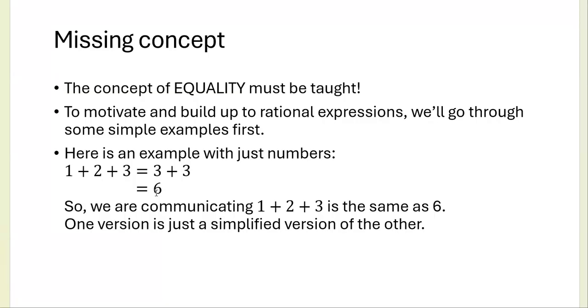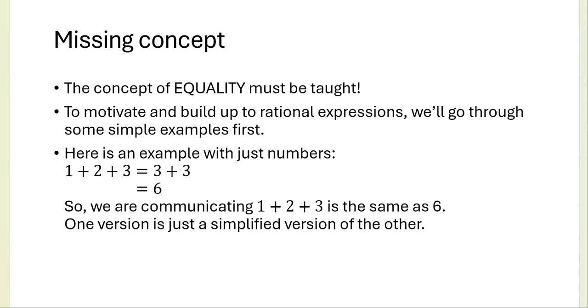Okay, so when we write it like this, we're communicating that 1 plus 2 plus 3 equals 6, or it's the same as 6. One version, the 6, is just the simplified version of 1 plus 2 plus 3. That's why we say simplifying. It's just less terms and neater. Okay?